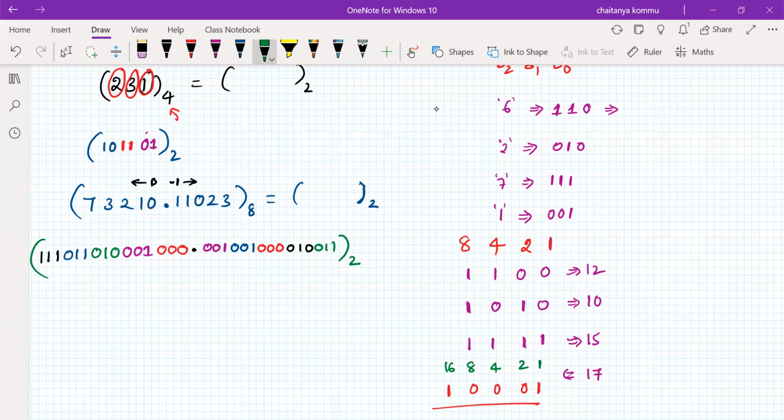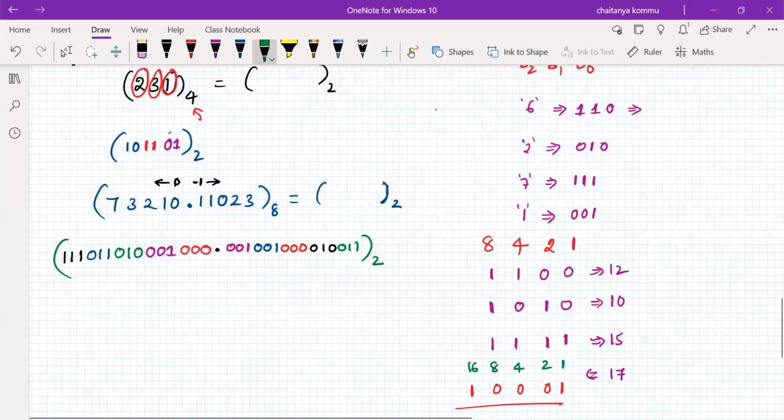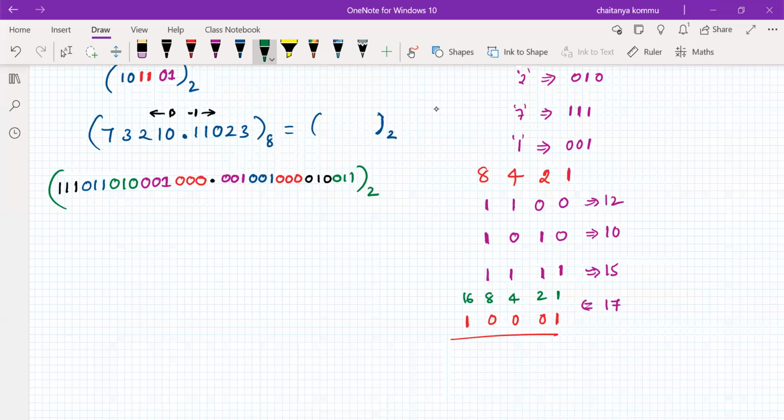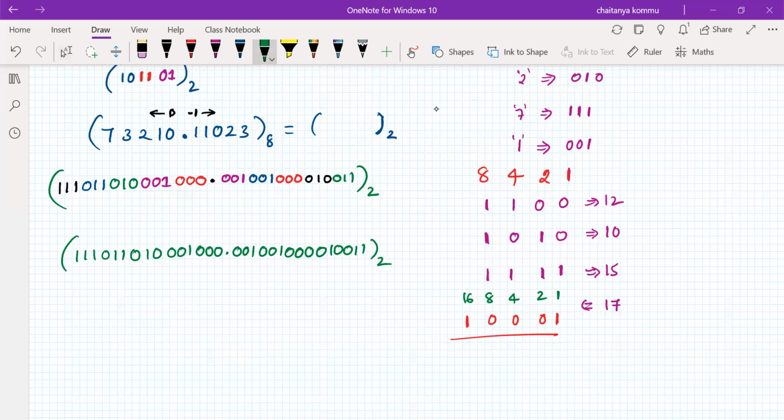So that is finding the minimum number of bits for a particular digit in that particular radix. Agreed? Okay. Whenever we have a number like this, for example, suppose 1 1 1 0 1 1 0 1 0 0 0 1 0 0 0 . 0 0 1 0 0 1 0 0 0 0 1 0 0 1 1, I have given a binary number, and I require the octal number system. What is the octal value?